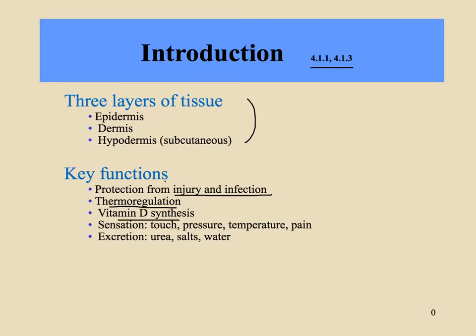The skin also provides sensation. We have different receptors that give us touch and pressure sensors and temperature or pain sensors in our skin. And the skin also has a role to play in excretion and getting rid of waste products like urea and various salts and water, especially through sweat.